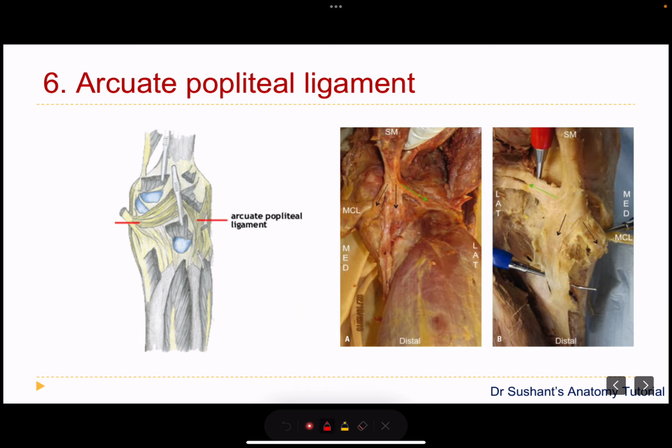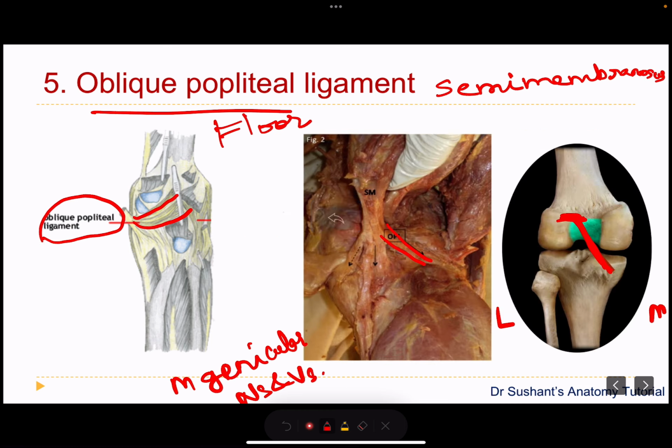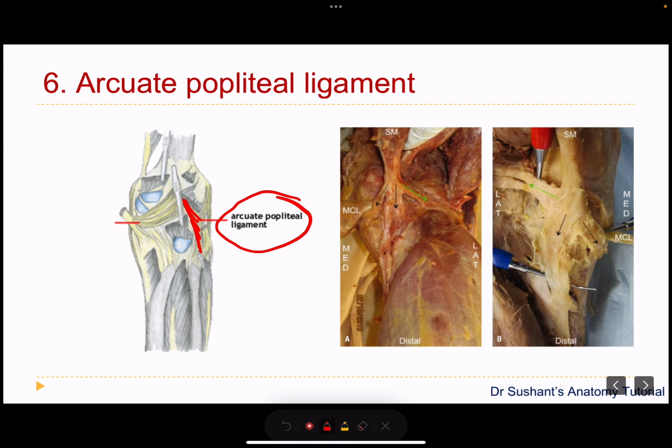Next ligament is the arcuate popliteal ligament. So the arcuate popliteal ligament is actually a Y-shaped fibrous band, right? So the stem is fixed to the styloid process of the head of the fibula. All right, so it has got a stem which is attached to the styloid process of the head of the fibula, and the two bands, the anterior and the posterior.